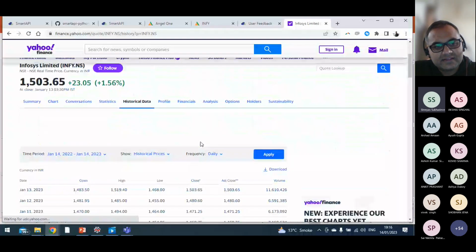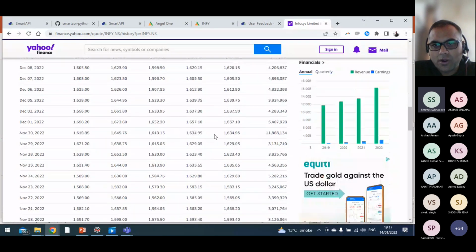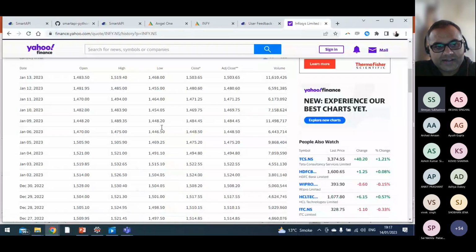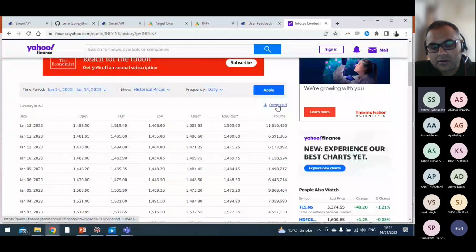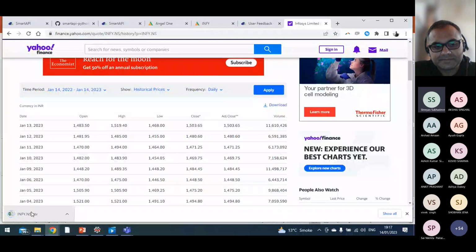And then you will see this historical data from Jan 14th, 2022 to Jan 14, 2023. And the frequency is daily. So this is daily open, high, low, close, and volume information. What I want you to do is download this. This is 1 year of data, and I want you to click on this download button, and it will store this file in your download folder.